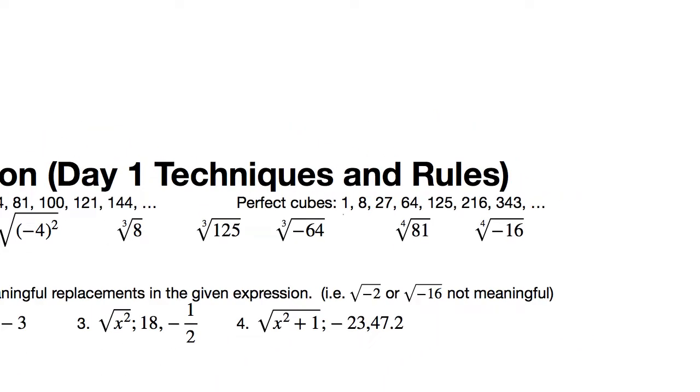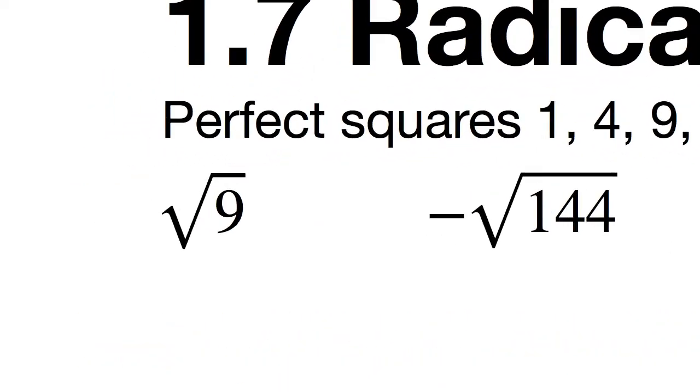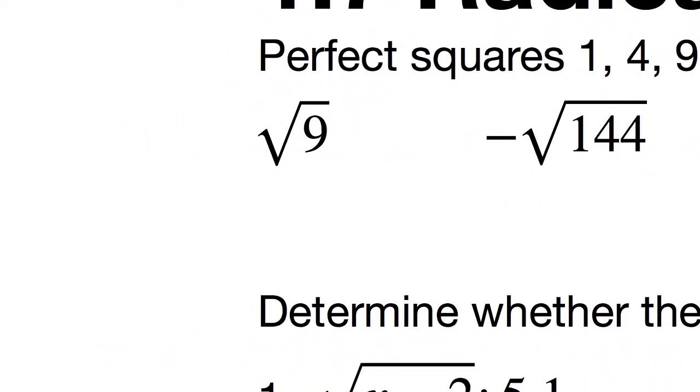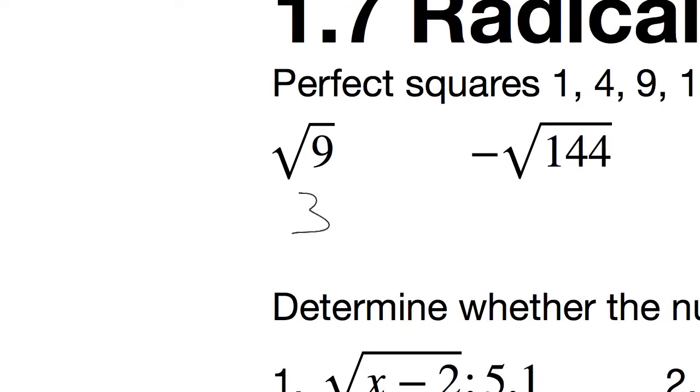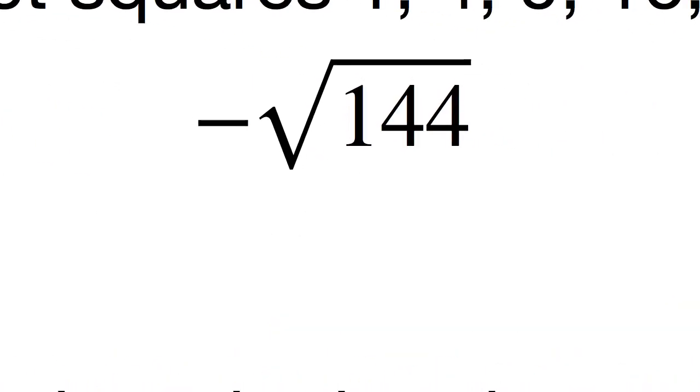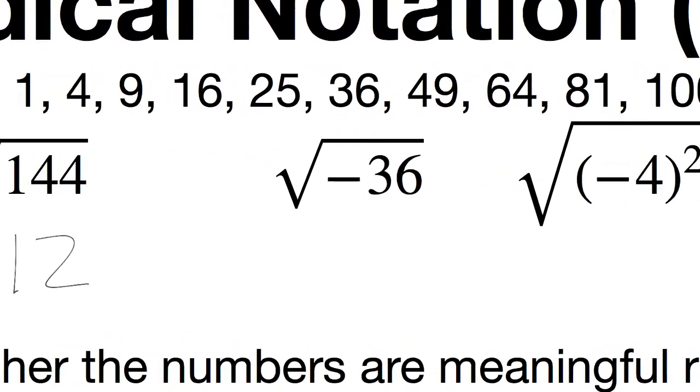We are going to start with a little quick review of what a square root is. What times itself is 9? That's 3. So the square root of 9 is 3. What times itself is 144? That's 12. And we bring down the negative symbol, because the negative symbol is outside of the square root, you apply that later, after you take the square root.